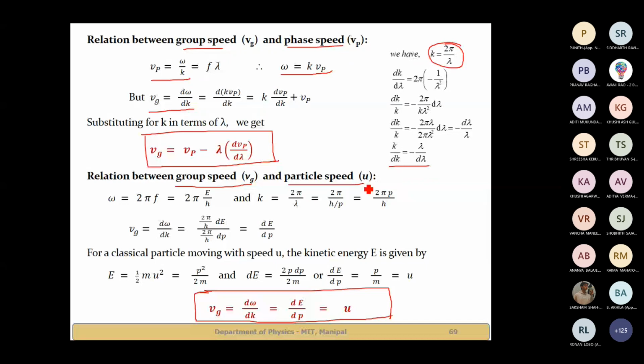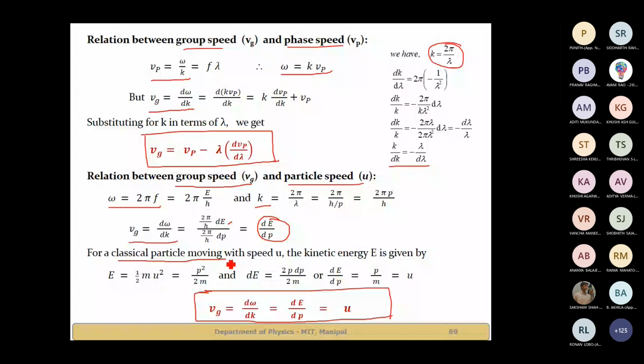So we have Vg is equal to d omega by dk, and differentiate with respect to dE and this with dP. So what you have is Vg is equal to dE by dP, and we know that for the energy of a classical particle moving with speed u, the kinetic energy is given by half m u square. I've taken it as u so that we can differentiate the speed v. Since we are using v, I've just taken it as u.